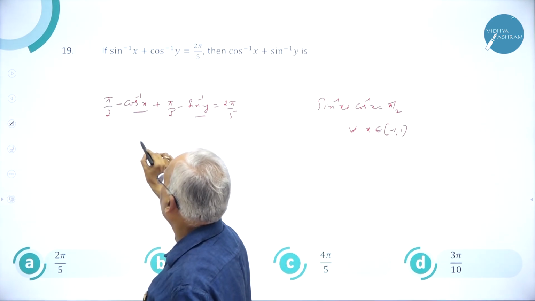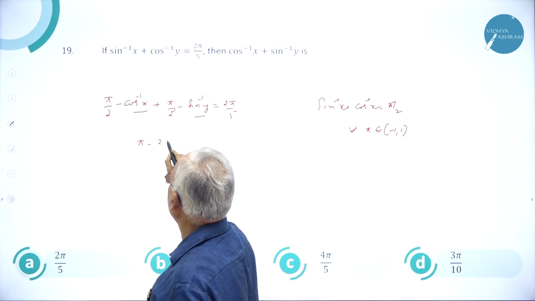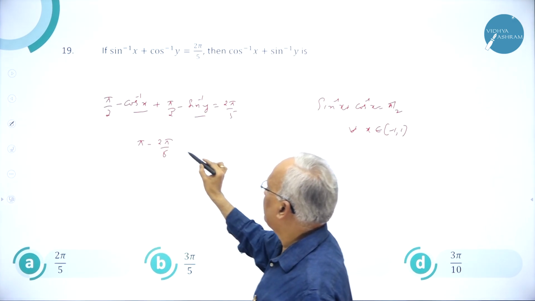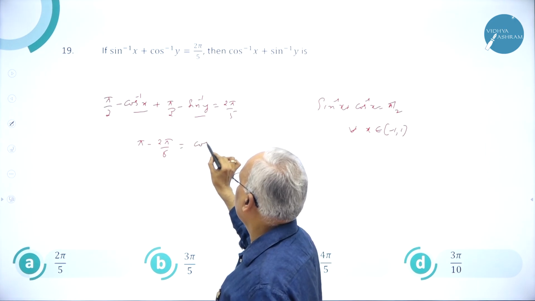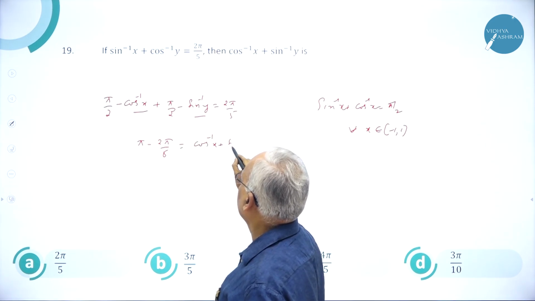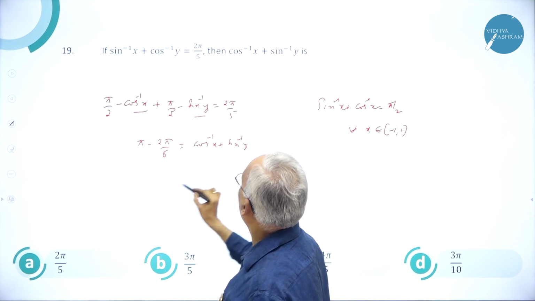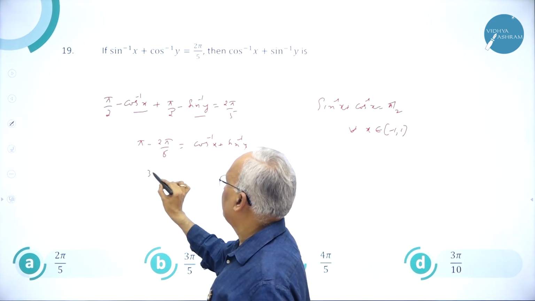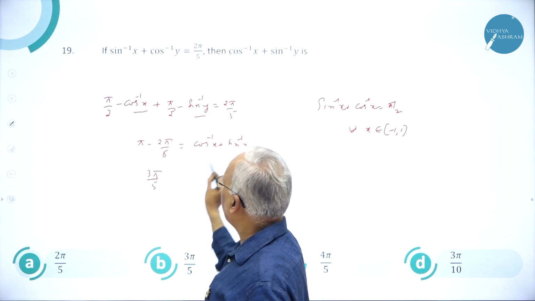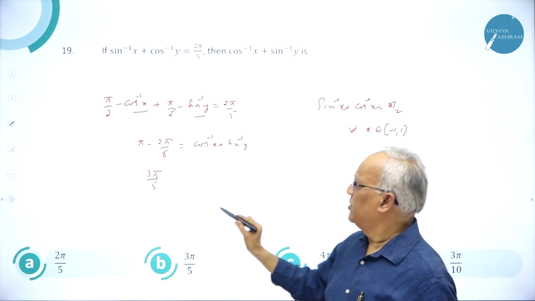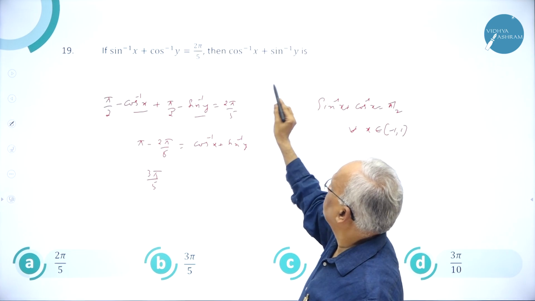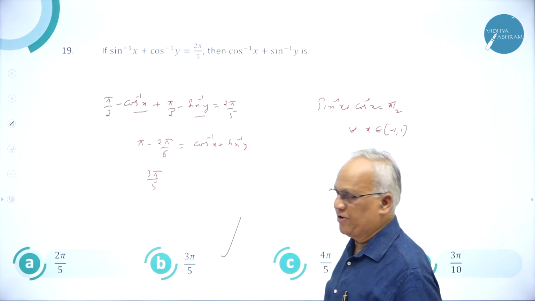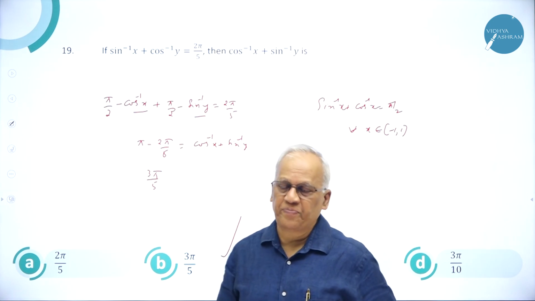Pi by 2 plus pi by 2 is pi. Pi minus 2 pi by 5 by shifting it to left hand side is equal to cos inverse x plus sin inverse y. Therefore, cos inverse x plus sin inverse y is 5 pi minus 2 pi, that is 3 pi by 5. No need to write again all these, okay? You can write cos inverse x plus sin inverse y is equal to 3 pi by 5. So answer is 3 pi by 5. B is the answer, okay?